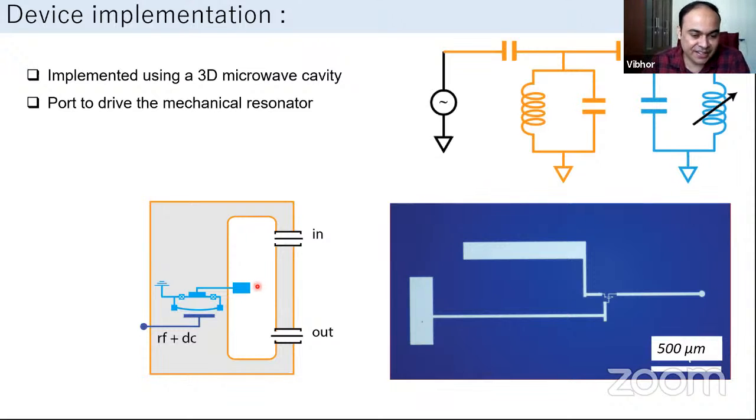So unlike conventional transmons, where you have two capacitive pads and a junction sitting in between, we modify this design slightly and bring in the SQUID loop in the recess in the cavity wall. And we can also introduce a low frequency RF drive line if we want to actuate the mechanical resonator.